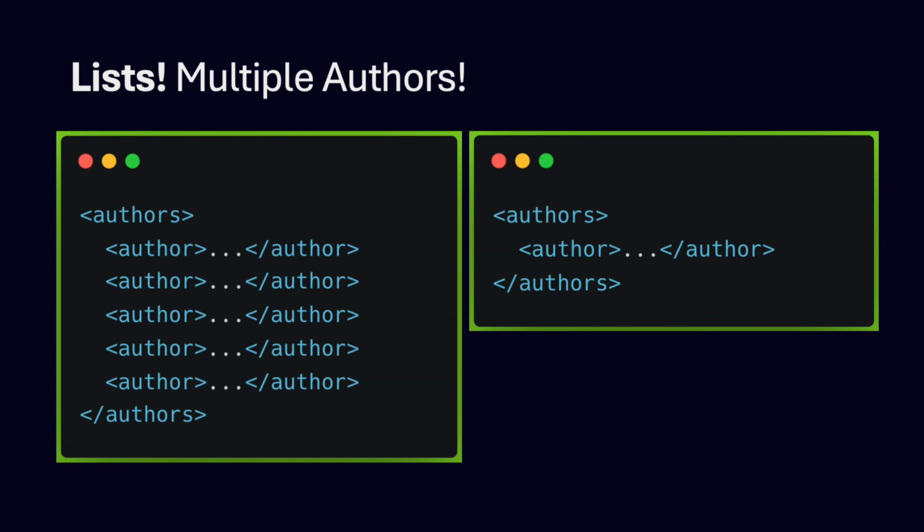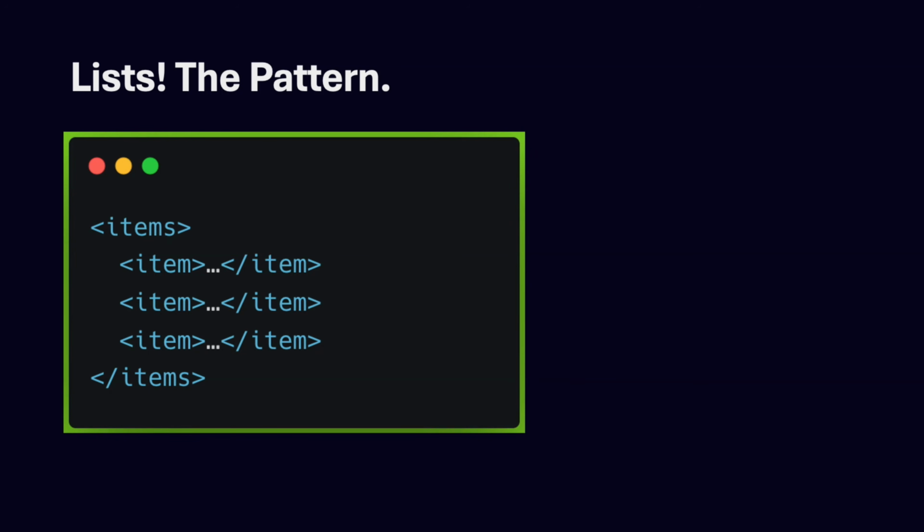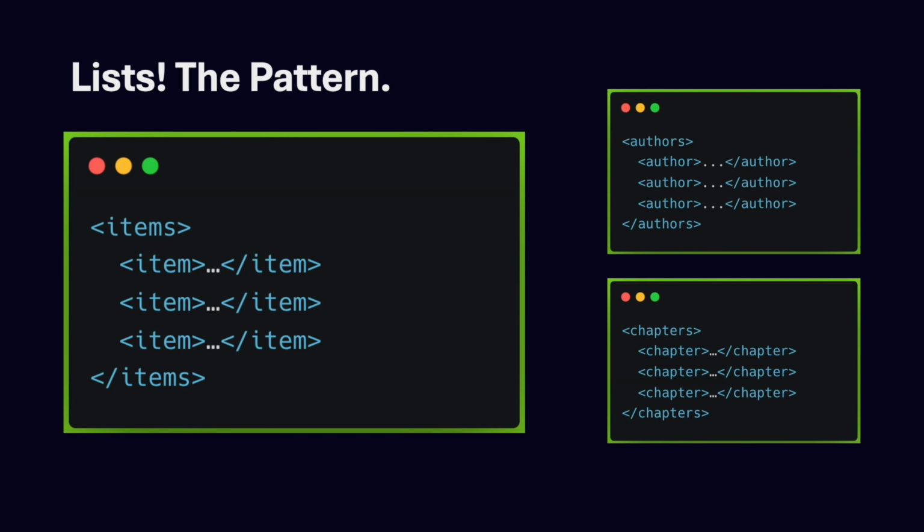This introduces us to an important pattern for handling lists in structured data. In this pattern, we have a container tag, usually named using a plural noun like authors, which holds multiple item tags, usually named singular like author. Let me show you another example. What if I want to track the chapters of a book? Then I can have a tag named chapters, and inside that I can have individual chapters as separate tags. The chapters container holds multiple chapter items. Sounds logical, isn't it?